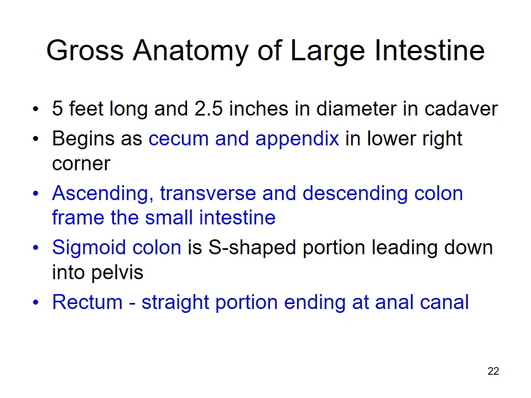Also, to mention, it's ascending, transverse, and descending when you talk about your large intestine, and the sigmoid colon is what leads you into the pelvis, and it will end in what we call the rectum. The rectum is the straight section where your fecal matter will basically sit and wait until it can pass through the anal canal, out through the anus, and be secreted out of the body.